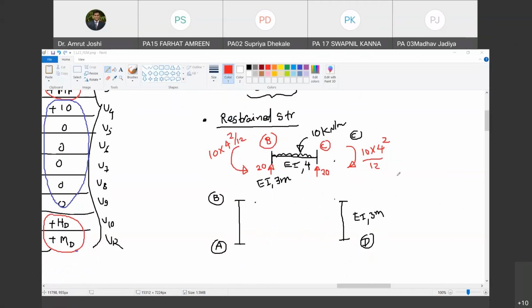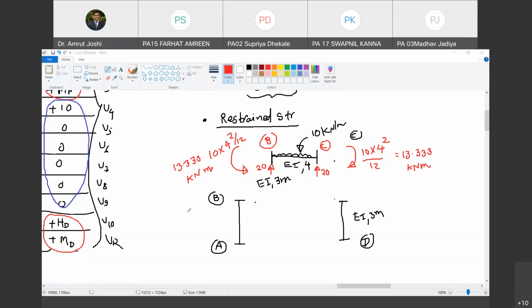Yes, Swapnil. Is it 13.33? Am I audible? Yes, sir. 13.33. Okay, so this is 13.333 kilonewton meter. Be careful about the unit: not per meter, it is moment. Kilonewton meter. So be careful about the unit.